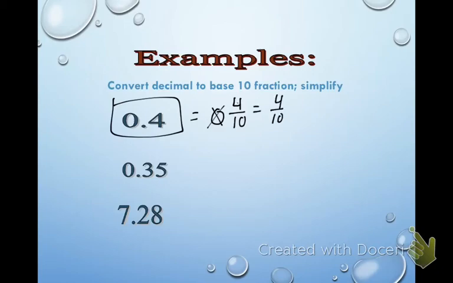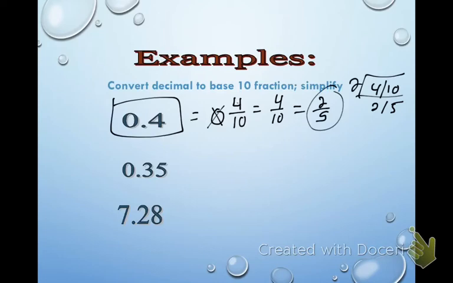But we need to do step 2, which is simplify. Both numbers can be divided by 2, or you could have put it in the cake method, and you would have found that that ends up being 2/5. So the answer is 2/5. Next one is 0 and 35/100, which means 35 over 100. We need to simplify that. Both numbers can be divided by 5 because it ends in a 5 and a 0. If I divide 35 by 5, I would get 7. And if I divide 100 by 5, I would get 20. And that is simplified. Step 1 and 2 done.